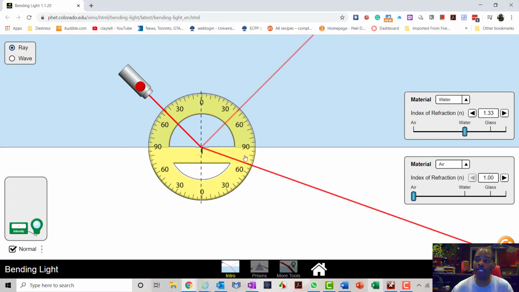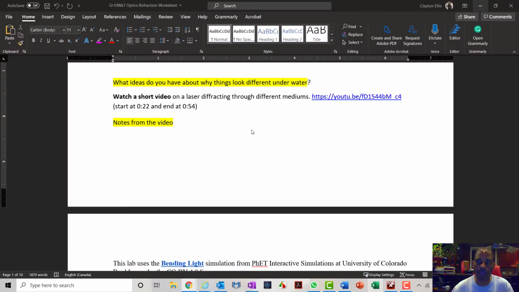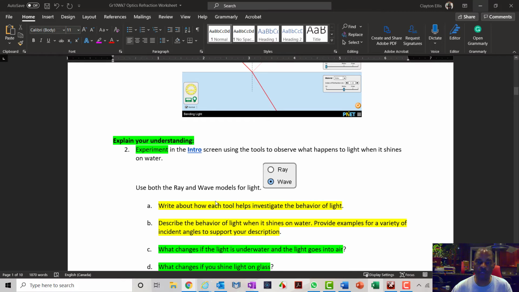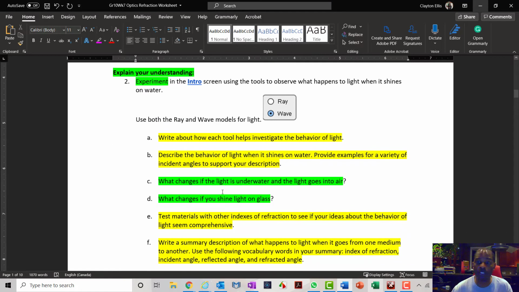So you're going to play with this particular simulation. Okay, so that's a part of this activity. You'll see very explicit instructions. Some of them are green. Typically the green is just experimenting. The yellow, you're typically writing things down.